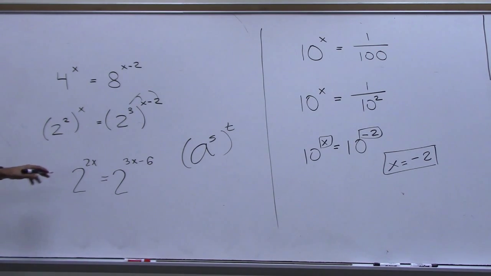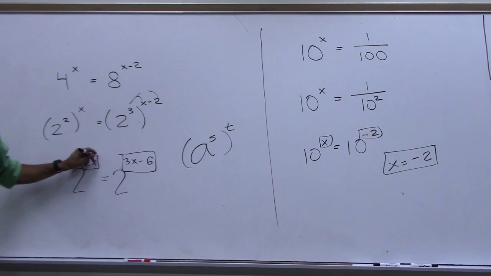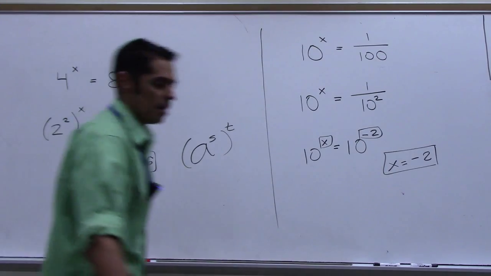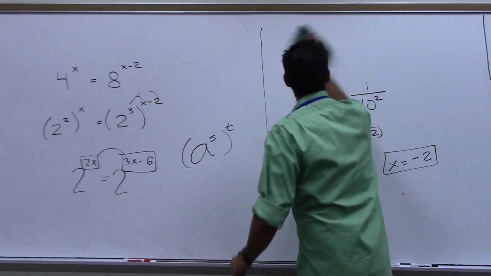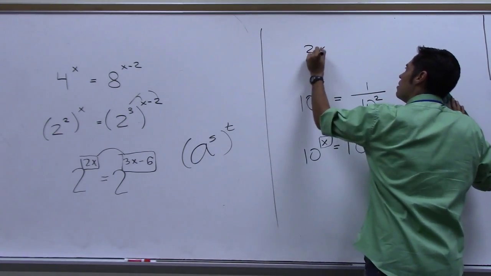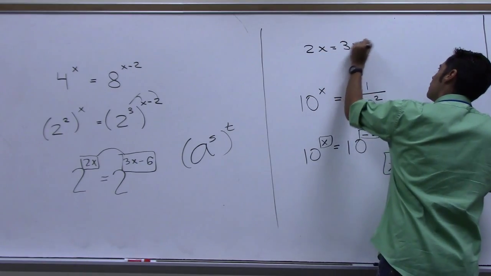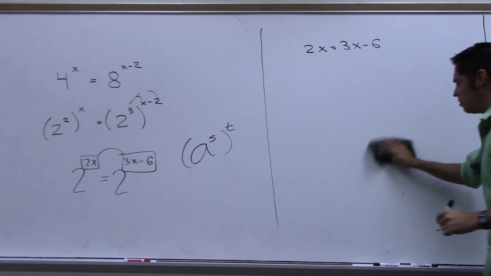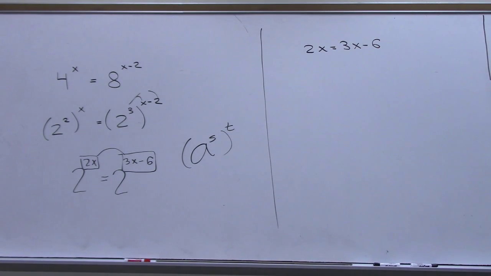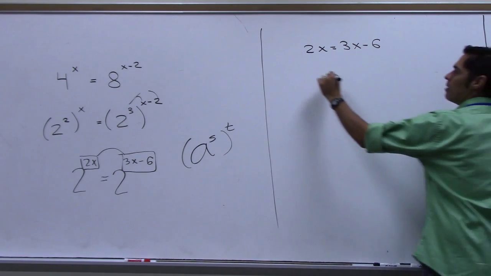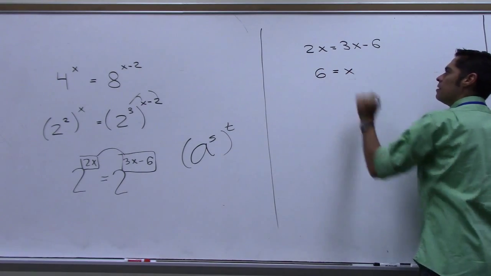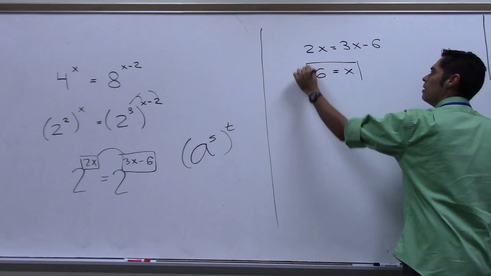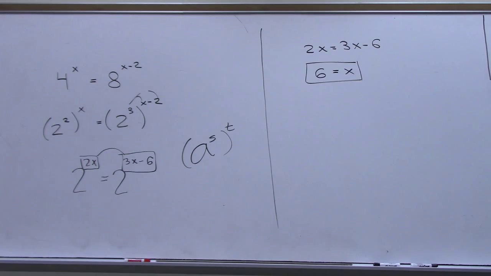Now, do they have the same base? Yes? Which means that these two exponents have to be equal, don't they, in order for this equation to be true? So let's write that down. I need 2x to be equal to 3x minus 6. Which means? Yeah, you can add 6, subtract 2. So you get x is 6. That's your solution.